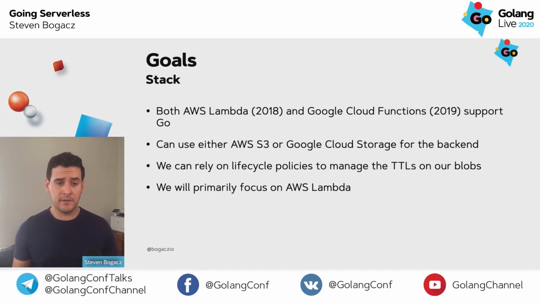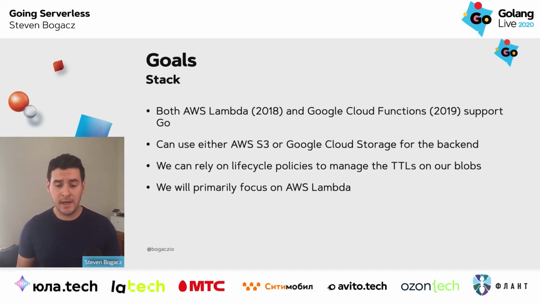For the sake of this talk, we're actually going to be focusing on Lambda. The reason for that is that it's the most mature ecosystem in terms of Go support. And AWS has been around for so long that they have the largest market share. We want to take advantage of everything that AWS already has to offer. That being said, we will talk about Google Cloud Functions later on in the talk.